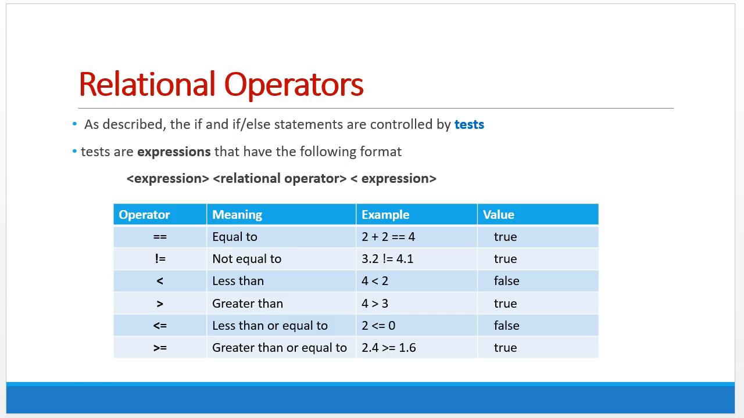These should all be familiar to you from Python, except that in Python you could also use less than greater than for not equals, and you cannot do that in Java or C. So I would get used to the exclamation point equals as not equals.